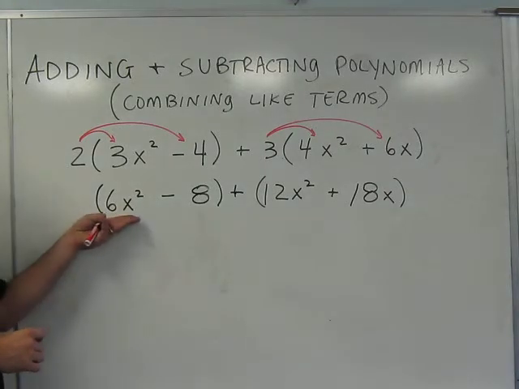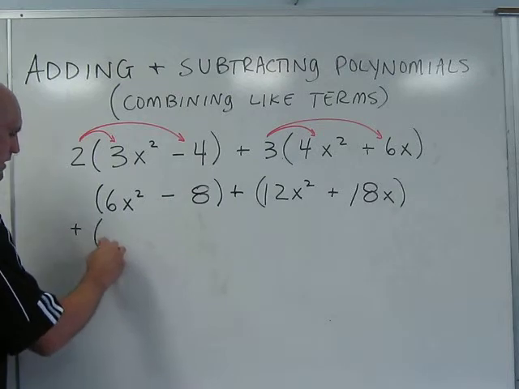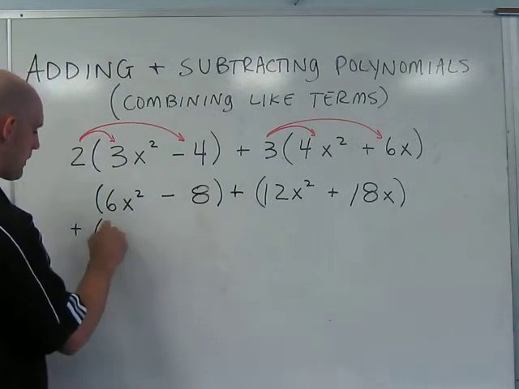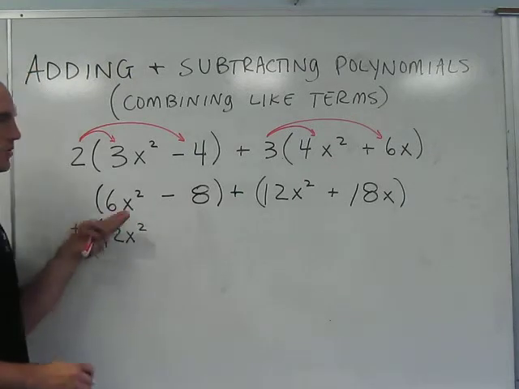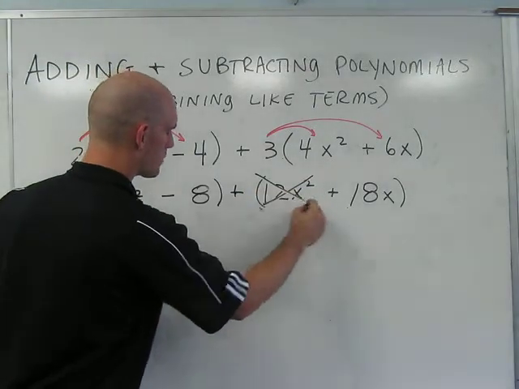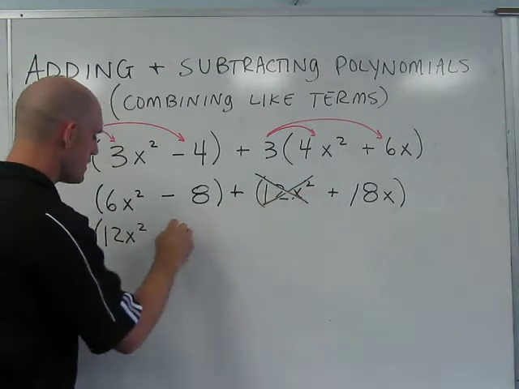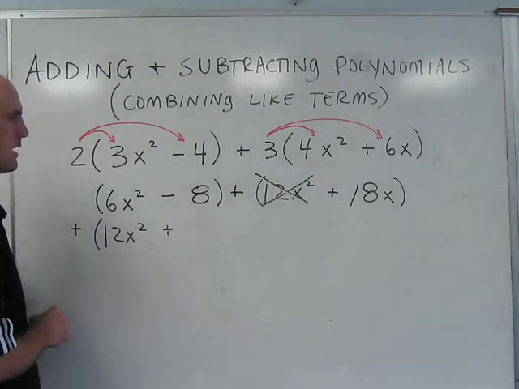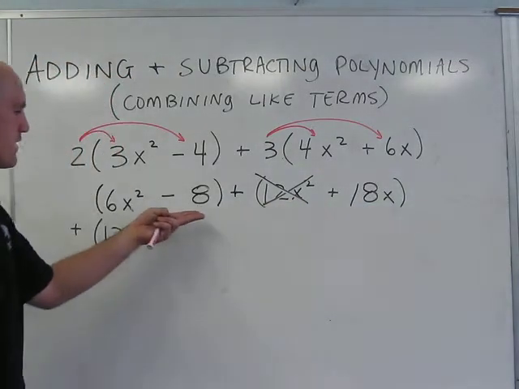I have 6x squared and 12x squared. I'm going to be adding these two expressions together, so I will stack my 12x squared underneath my 6x squared. I've used my 12x squared down here, so I will cross it out. I keep the sign between the two expressions. And I notice that I have an 18x here. I have nothing with an x here.